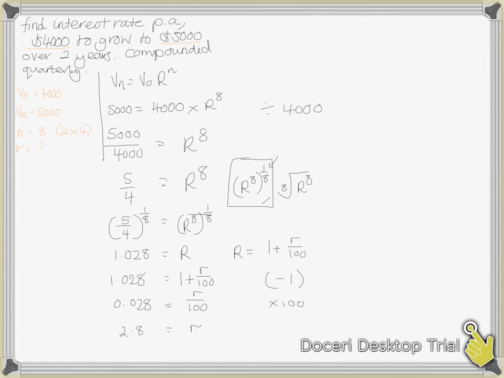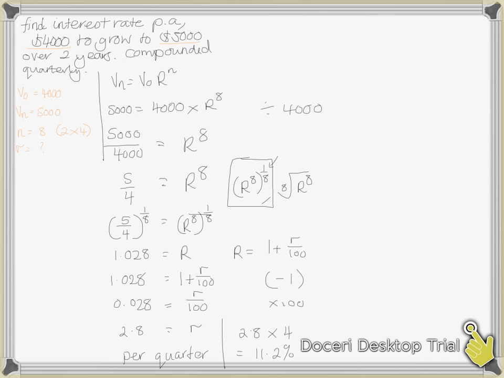Now this is per quarter, and the question wants us to know per annum. So if this is per quarter, we need to times it by 4. We do 2.8 times 4, which gives us 11.2%. Now, the actual percentage is 11.31, but obviously we've done some rounding here, that's why it's a little bit different.